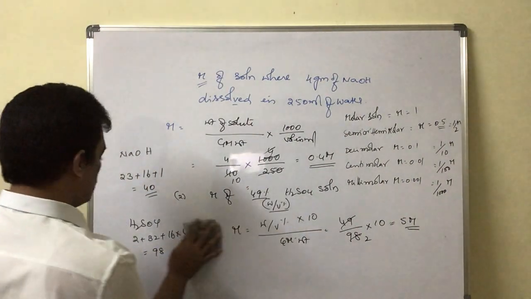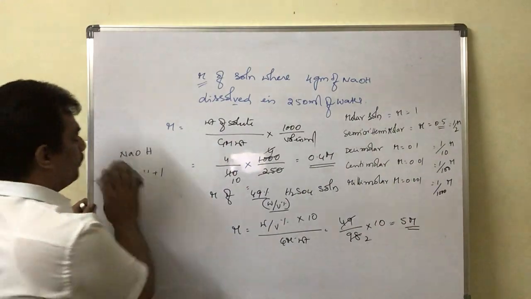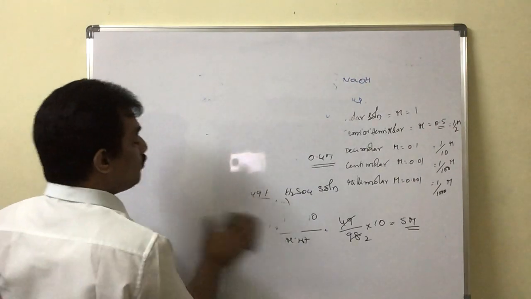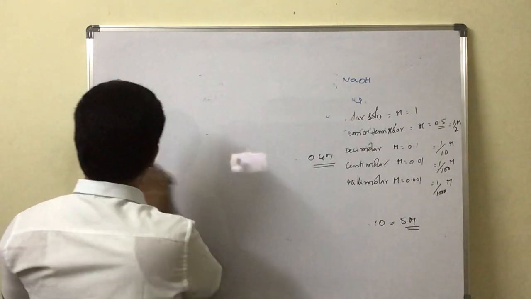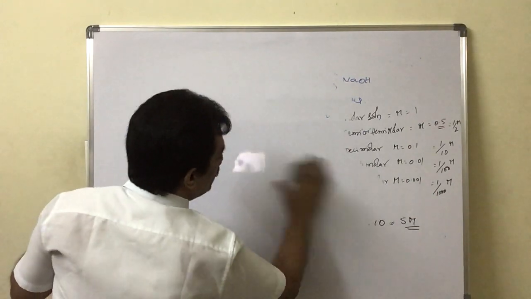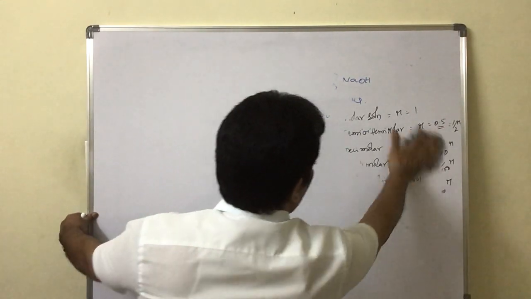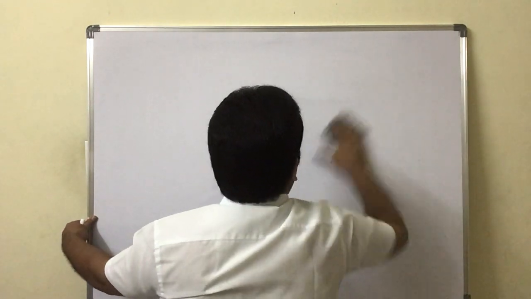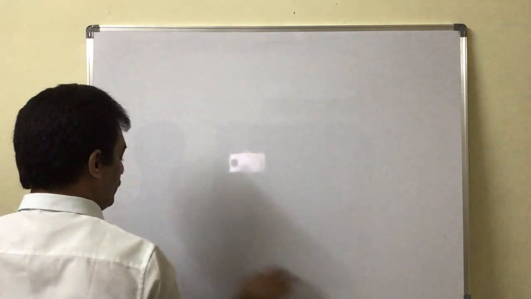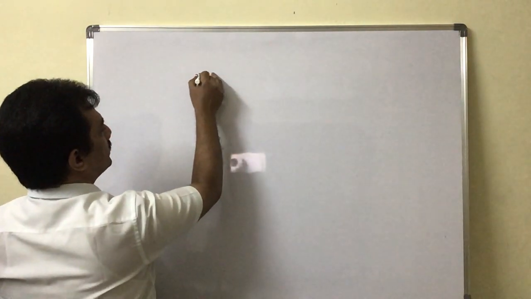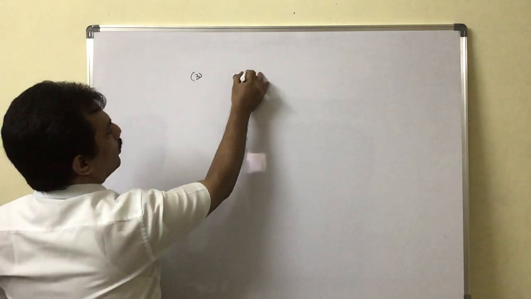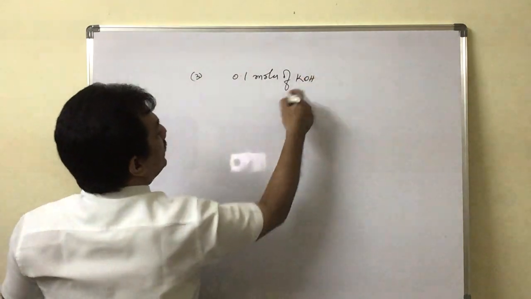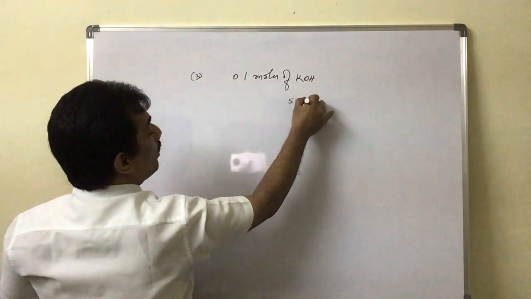And one more question. In case 0.1 mole of KOH is present in 500 ml of solution, what will be the molarity of that solution? Again I am repeating the question. Third one, here moles are given: 0.1 moles of KOH is present in 500 ml of solution.